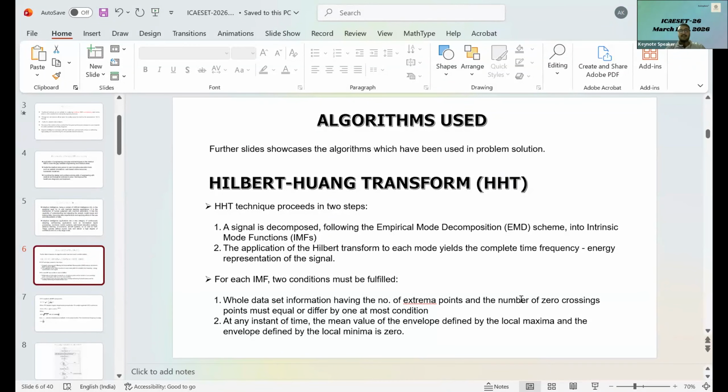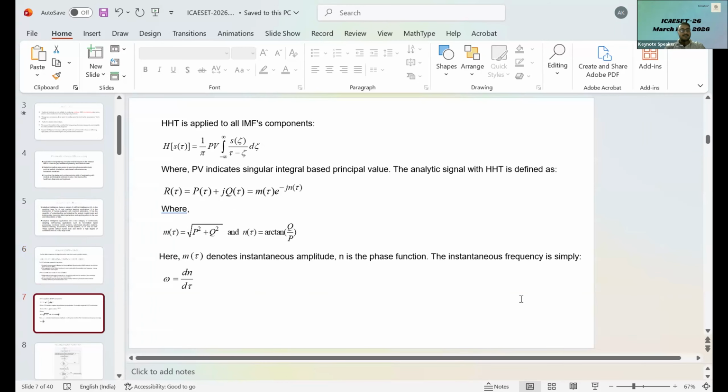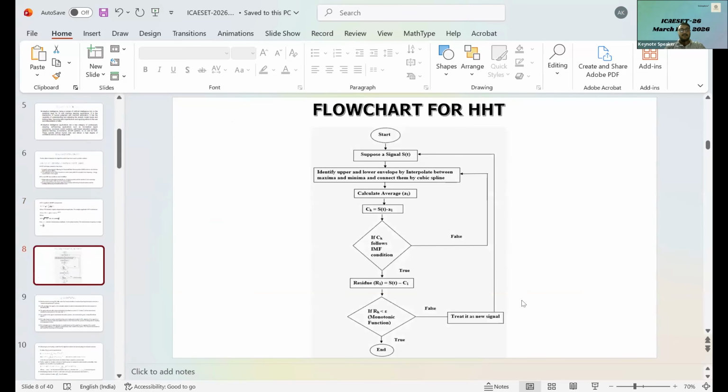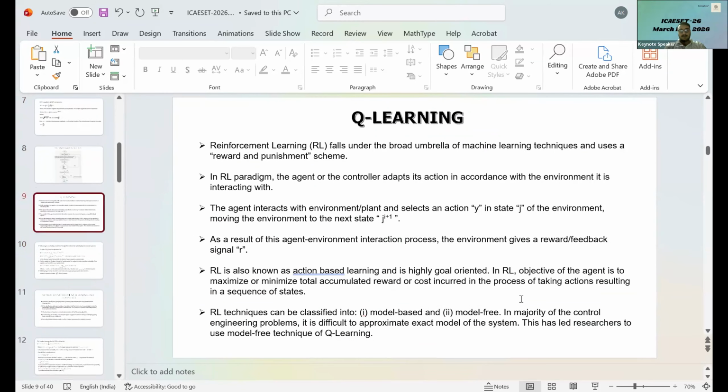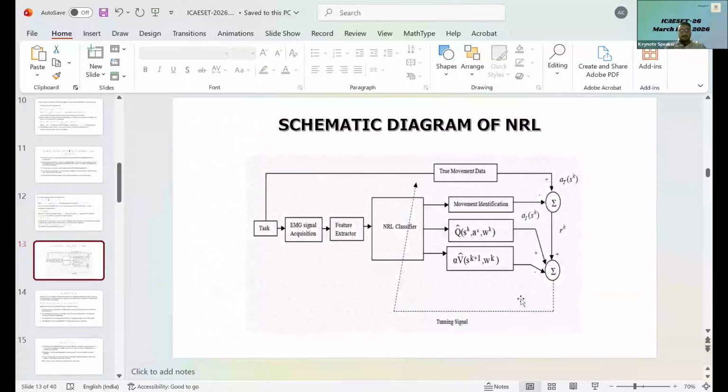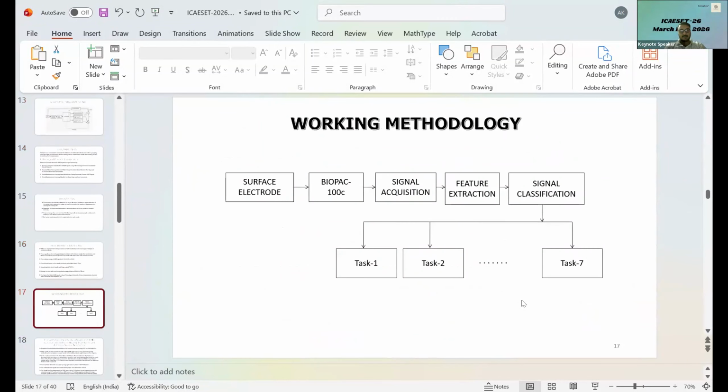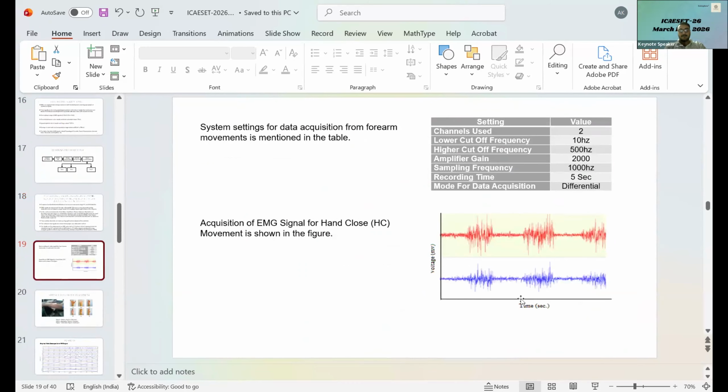Based on this, we are able to find the energy, frequency, and time representation of any signal. This is the mathematics of the Hilbert transform, in which we decompose the signal and find the real-time frequency representation of the signal. Just for better understanding, I will show you how decomposition works. Suppose these are the EMG signals.